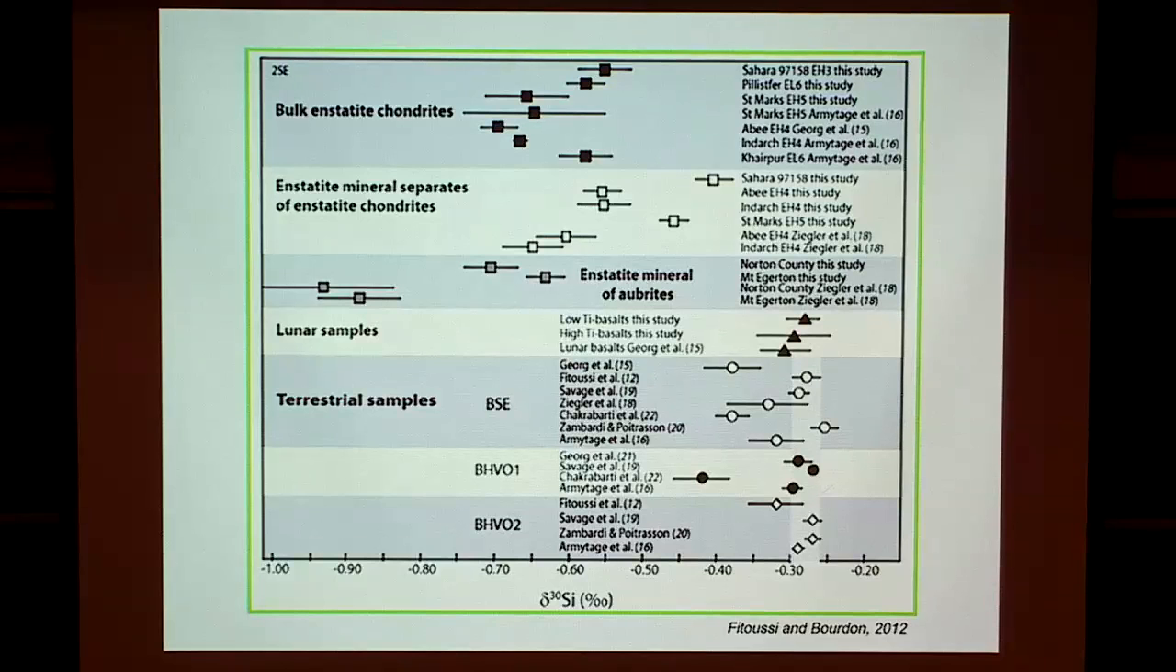Okay, so these data are both their data and a compilation of the previous data. So this also gets back to Paul's question as to how things have changed, right? So I don't know if you can read all of these, but basically it shows these different studies. This is the original Georg et al. paper. Raz Armitage has done a lot of this work as well. Karen Ziegler has looked at other mineral separates.